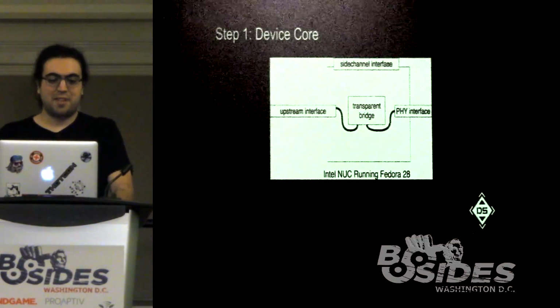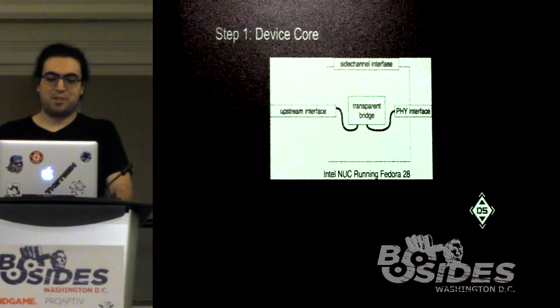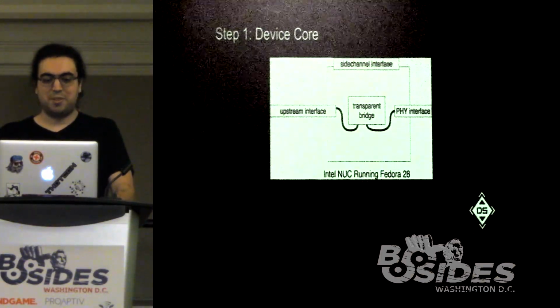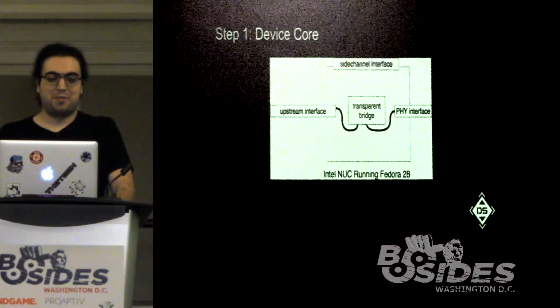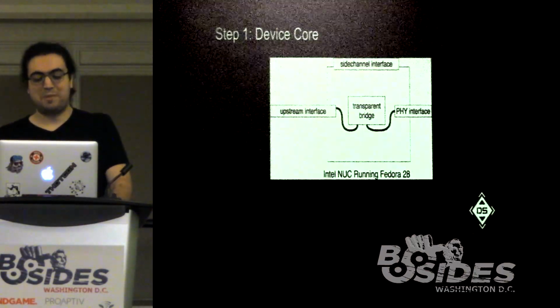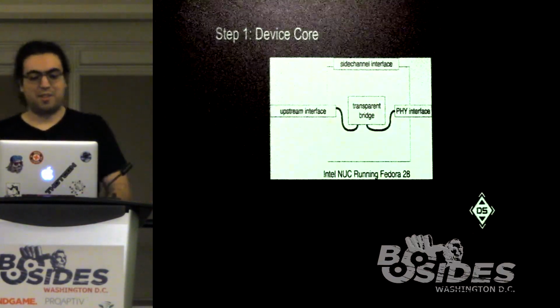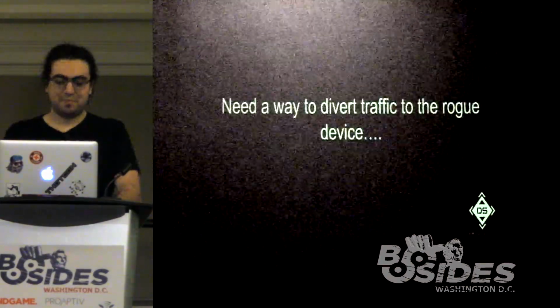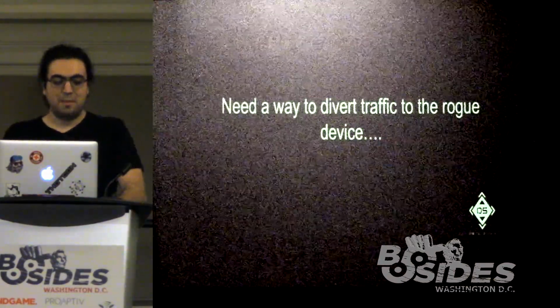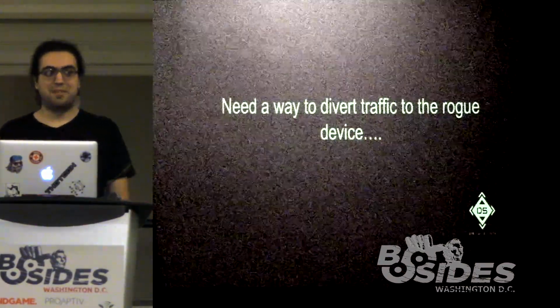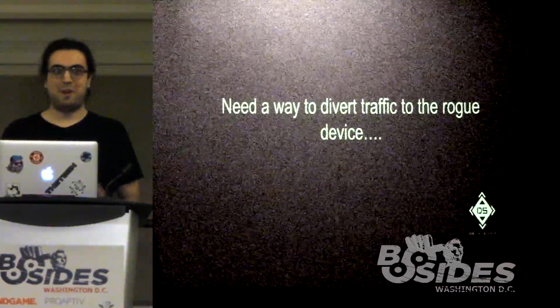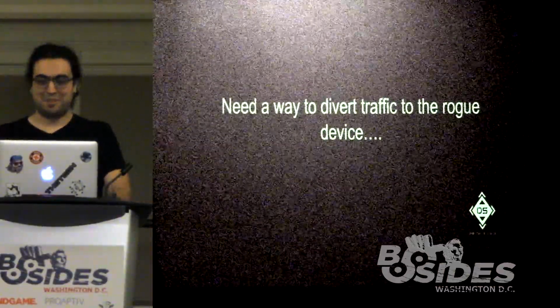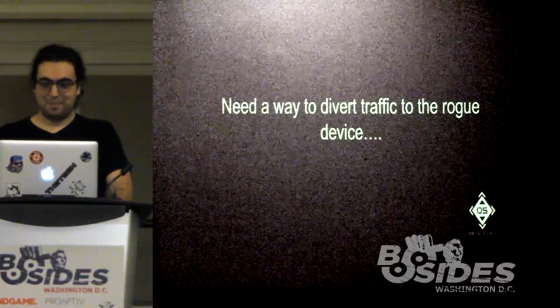We also have our side channel interface, which we talked about earlier, and that will give us the ability to control this device remotely. And you can just put this on a small microcomputer. I use an Intel NUC running Fedora 28 because Fedora 28 has good support for MACsec, but you could use anything that could really support MACsec, and Linux. But we need a way of diverting traffic to the rogue device, and we can't just perform a rogue AP attack because we're not on a wireless network anymore. We're on a wired network, so we're kind of out of luck there.